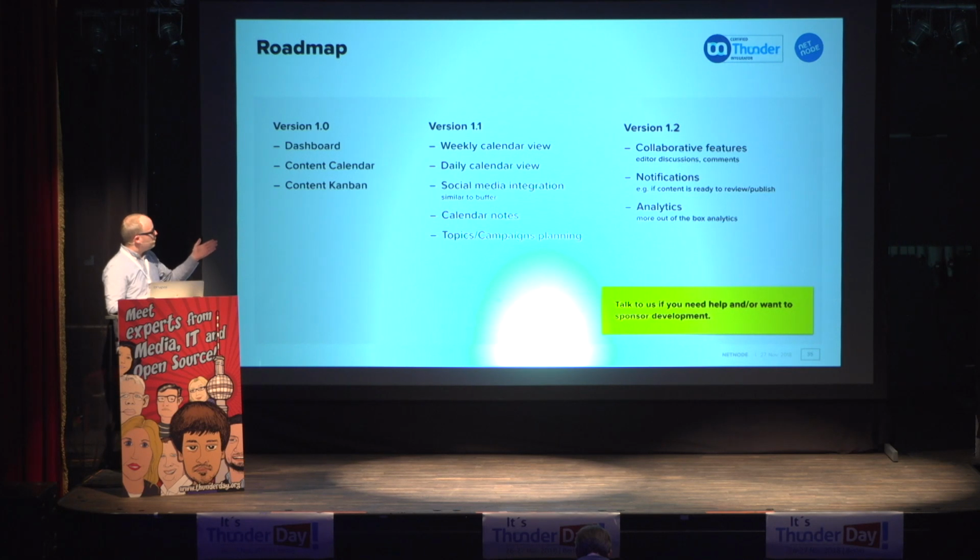What would also be very cool is a social media integration, similar to Buffer, which I showed you before, and calendar nodes, meaning nodes within the calendar that are not necessarily meant to be published, just internal nodes. Then also higher-level planning, like topics and campaign planning. In version 1.2, we want to add collaborative features like editor discussions and comments around articles, a notification system, and analytics integration.